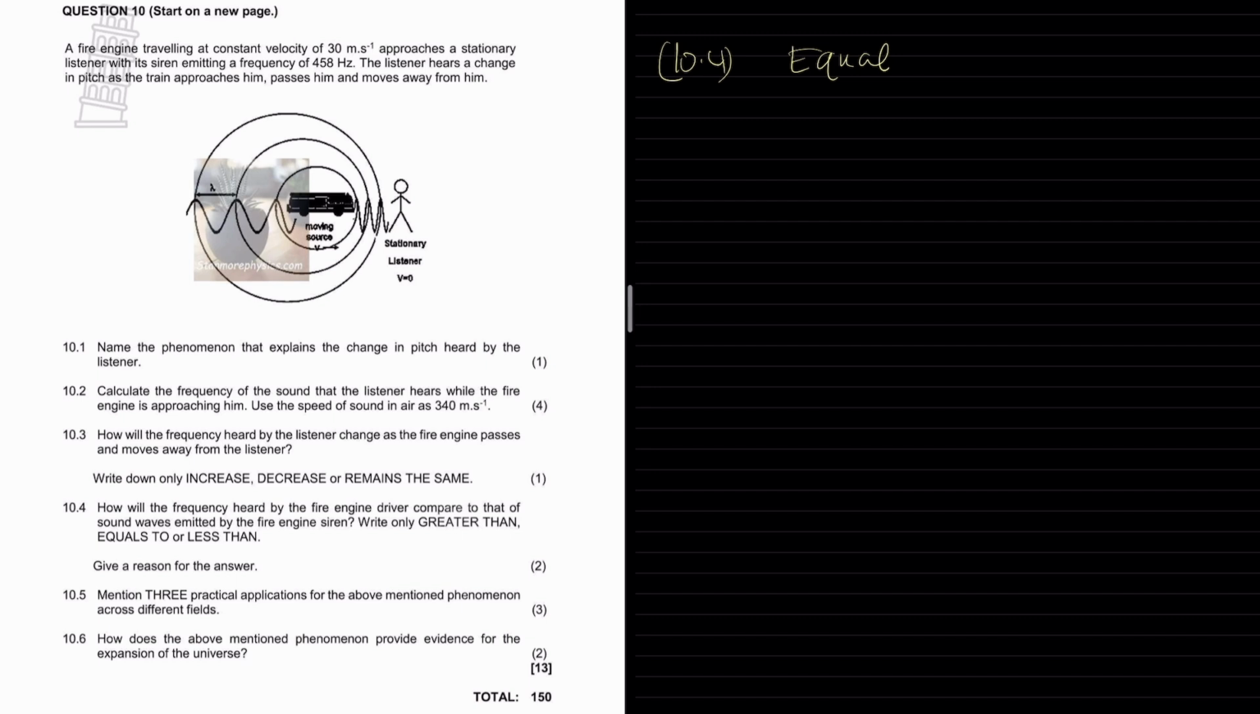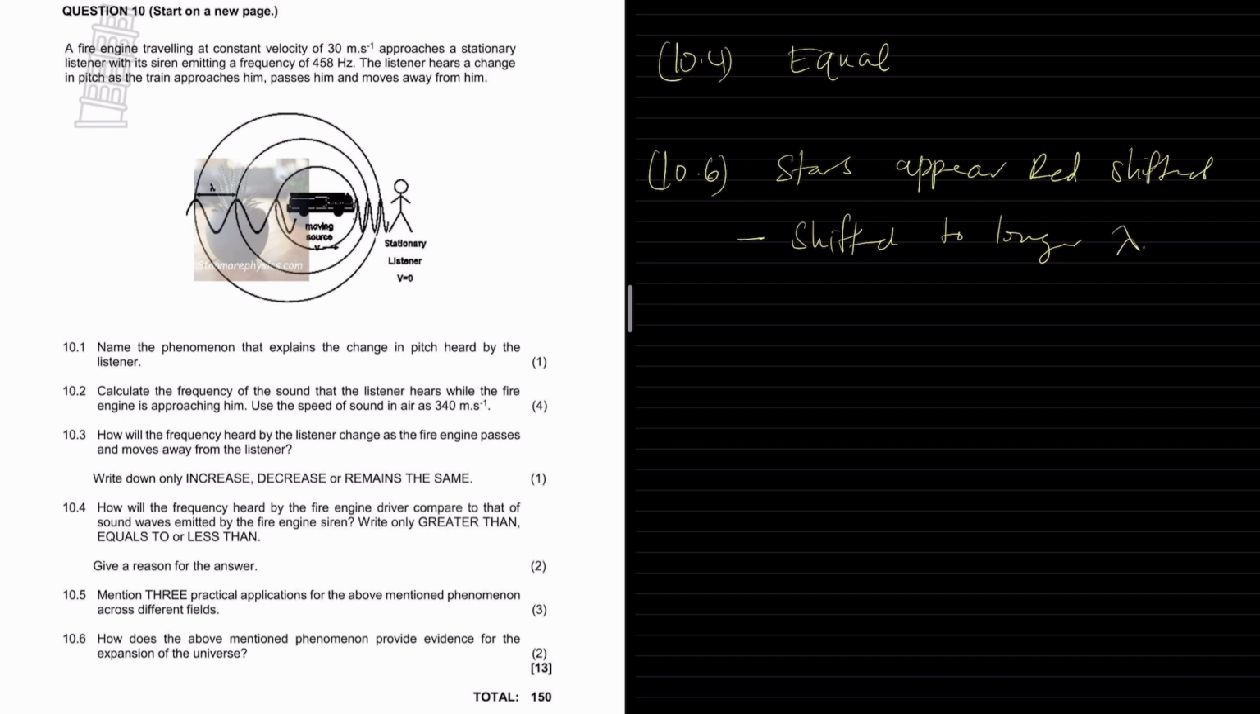Mention 3 practical applications. Okay, that's a theory question. And 10.6. How does the above mentioned phenomenon provide evidence for the expansion of the universe? So, stars appear redshifted, which means that they've shifted to longer wavelengths, which means they're moving away.